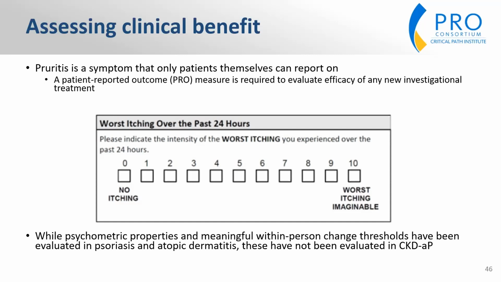And I think it's also interesting and important to point out that worst itching intensity NRS items are used very commonly across a number of different therapeutic areas. And when we embarked on this research, there was some literature around evaluation of psychometric properties of this type of item within other therapeutic areas, particularly atopic dermatitis and psoriasis, and also some literature evaluating meaningful change threshold within those dermatological conditions.